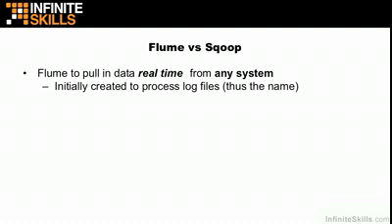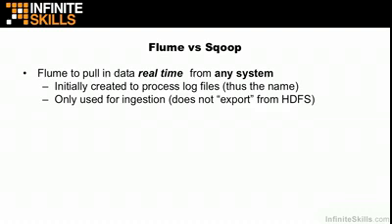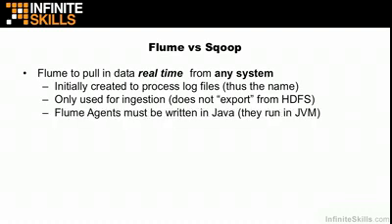If we compare and contrast Flume and Sqoop, Flume is essentially used to pull data in real time from any system. It was initially created to process log files, and in the Flume basic stack, we walk through its name and how it got it. Flume is one direction. It's only used for ingestion or pulling data into HDFS. Sqoop can also export data back out of HDFS. The Flume agents run in a JVM. However, Flume is very easy to configure, and if we set up just a config file containing maybe 15 lines, we actually need to write no Java code.